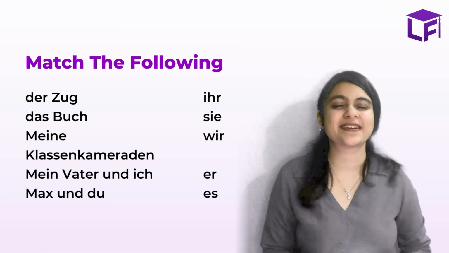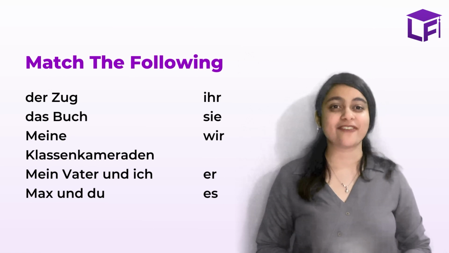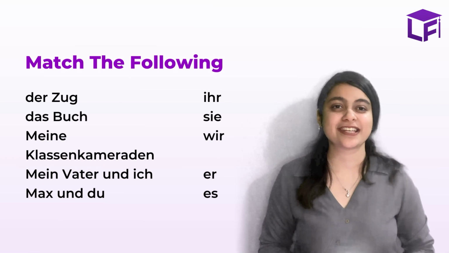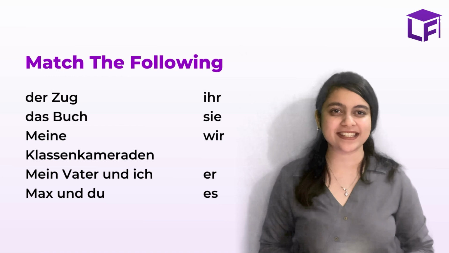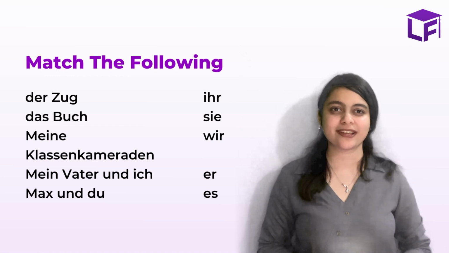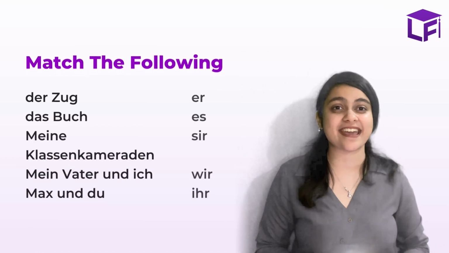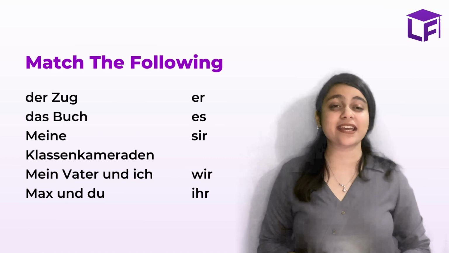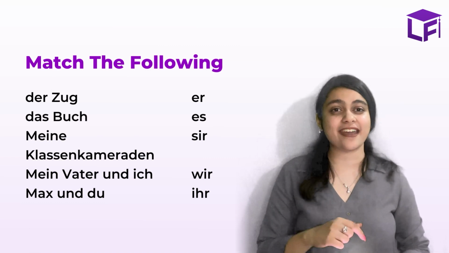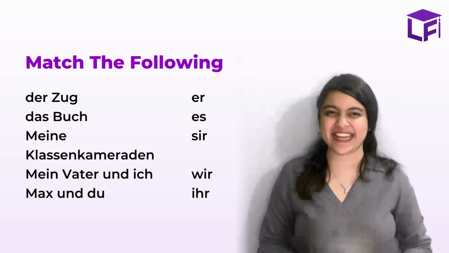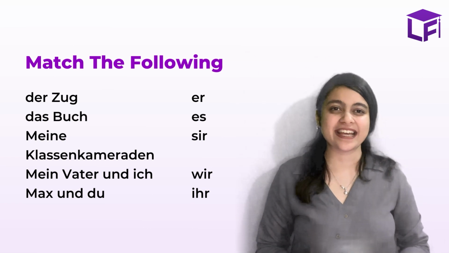Alright, stop. Time's up, guys. So, were you able to do it correctly? Well, we are just about to find that out. The first question was der Zug. Which pronoun will belong to der Zug? Well, the answer to that is er, because der Zug is masculine and er is he. So actually in the German language, the train will have the pronoun he, that is er. Crazy, isn't it?